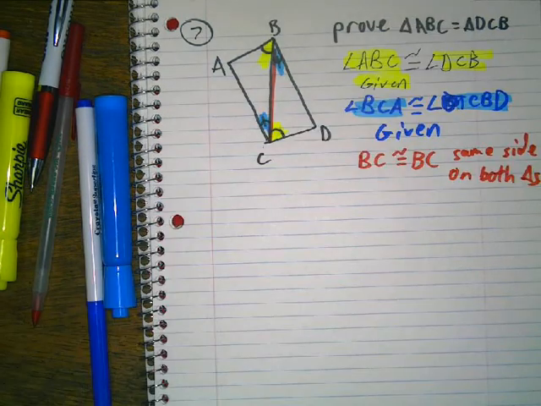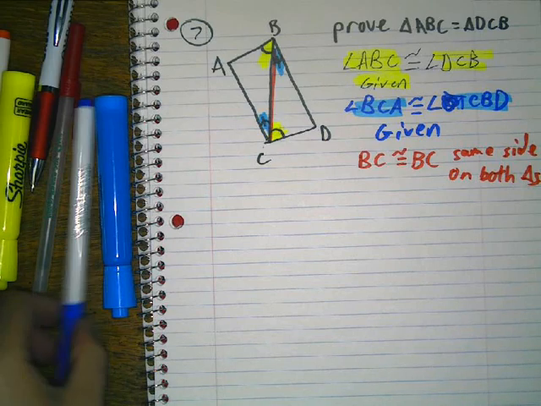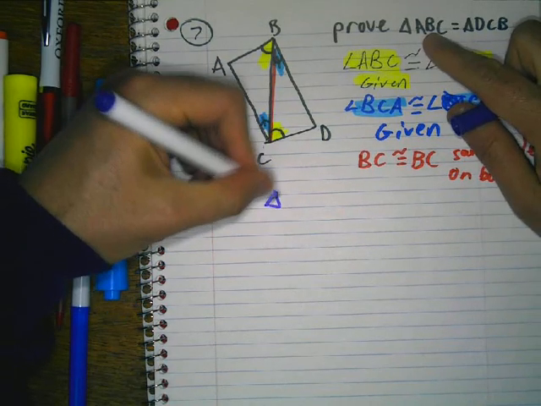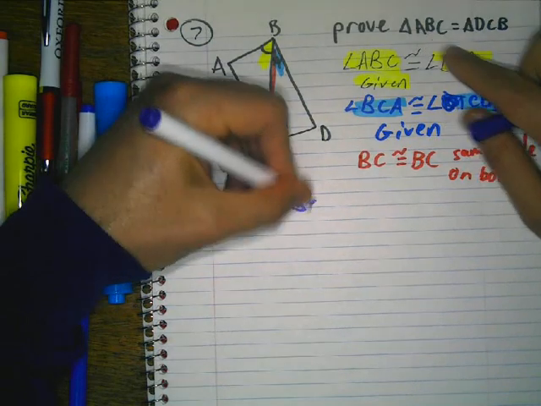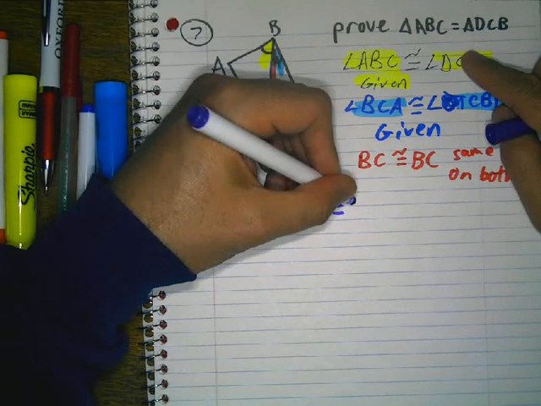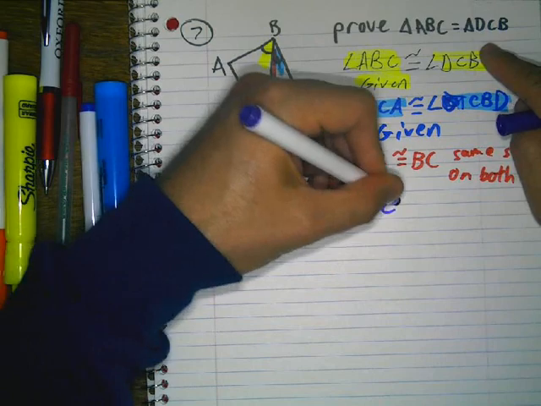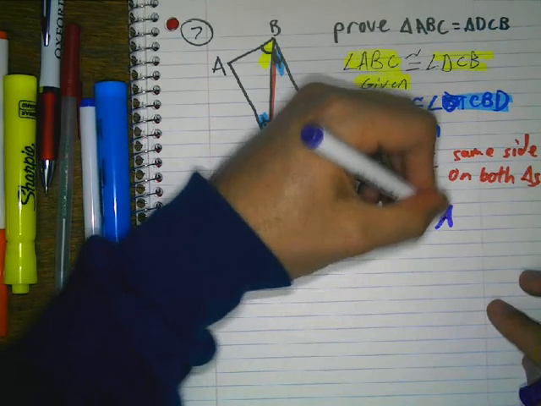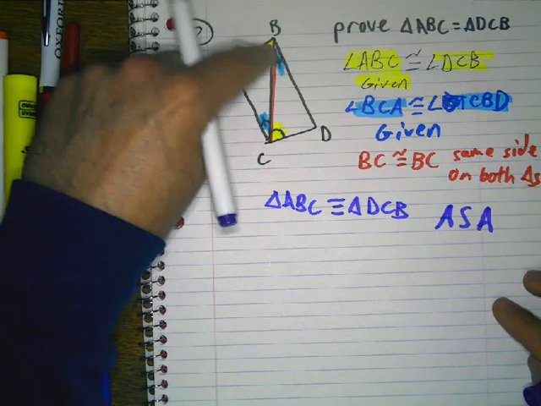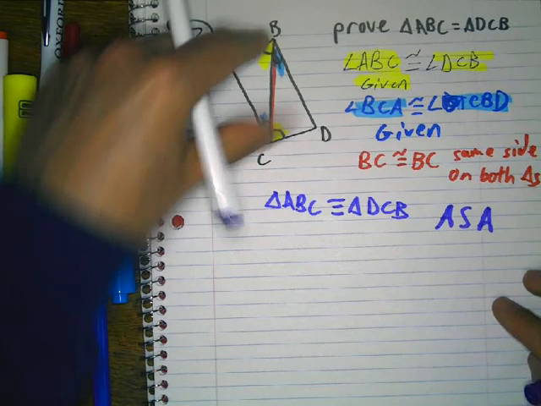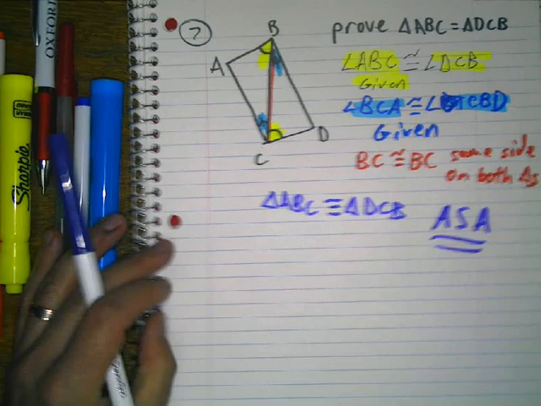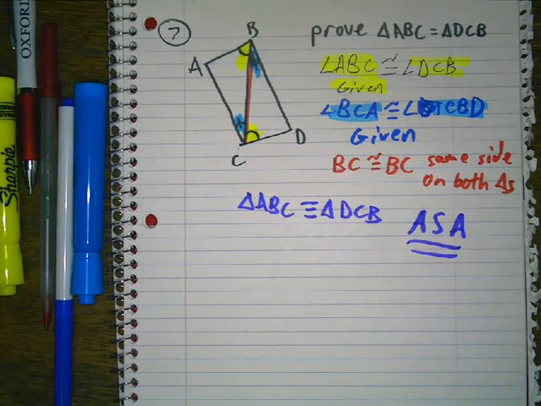And now we can finalize by saying that triangle ABC is congruent to triangle DCB, and the reason is angle, side, angle, because the red side is in between the yellow and the blue. Okay, rewatch the video, hit pause as many times as you need, and happy note-taking.